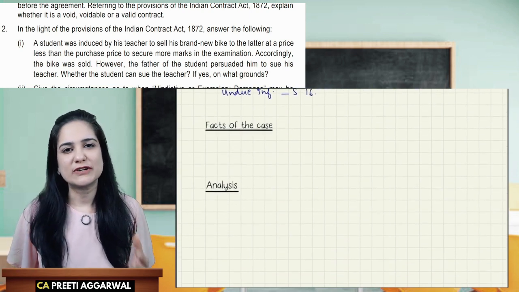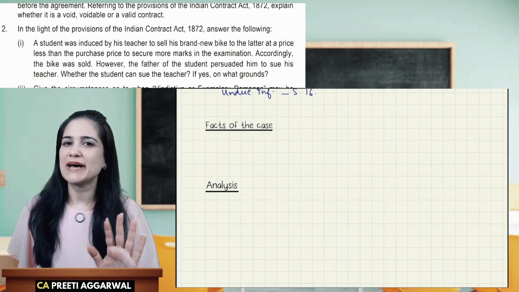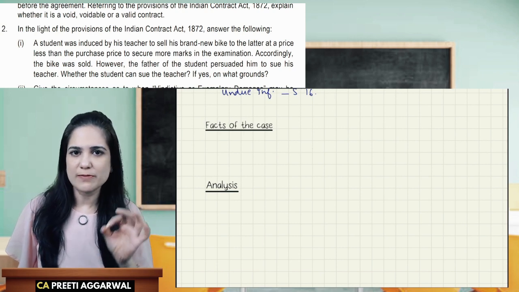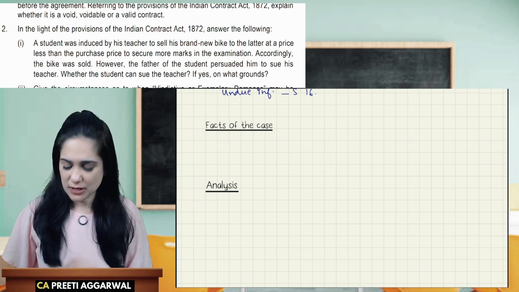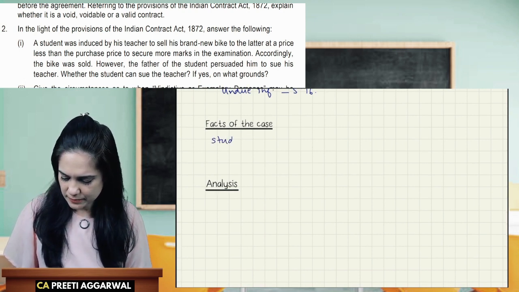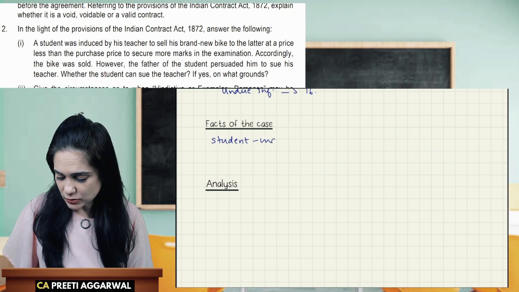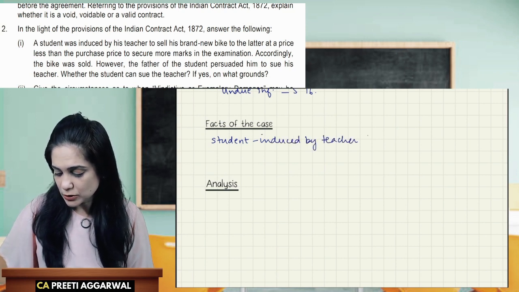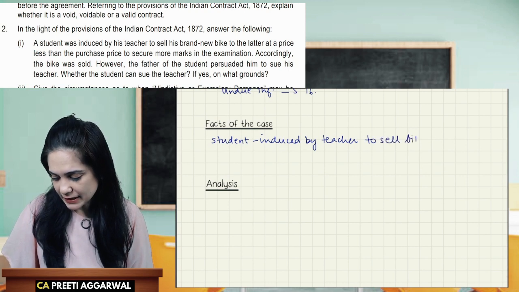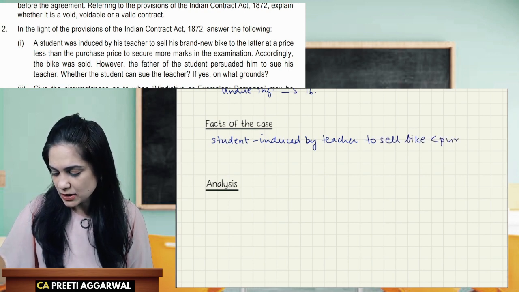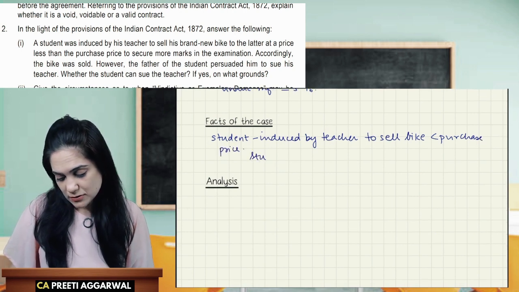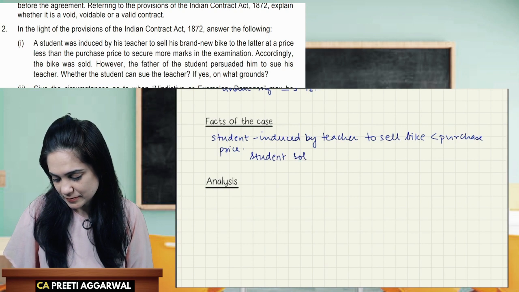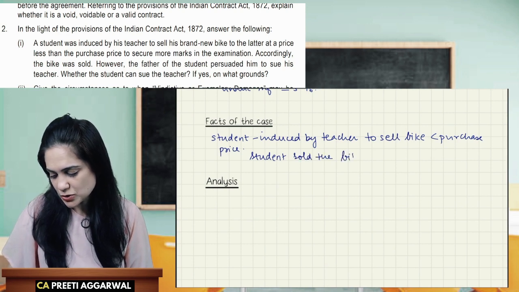You just have to convert the question in your own words. So what is happening? Student was induced by teacher to sell his bike at less than the purchase price. So what will you write? Student was induced by teacher to sell bike for less than the purchase price. Student sold the bike. That's it. Okay, so he sold the bike.